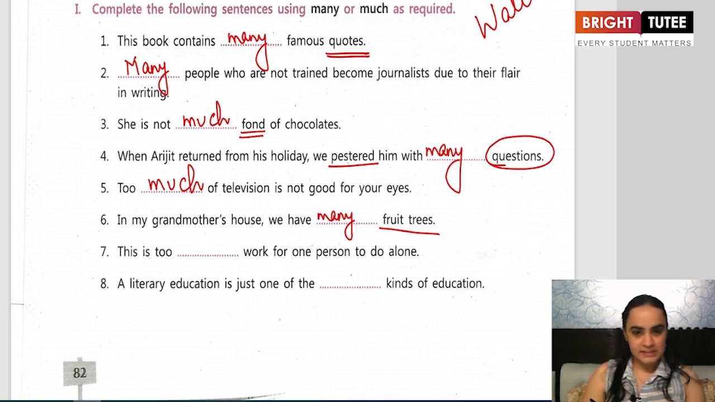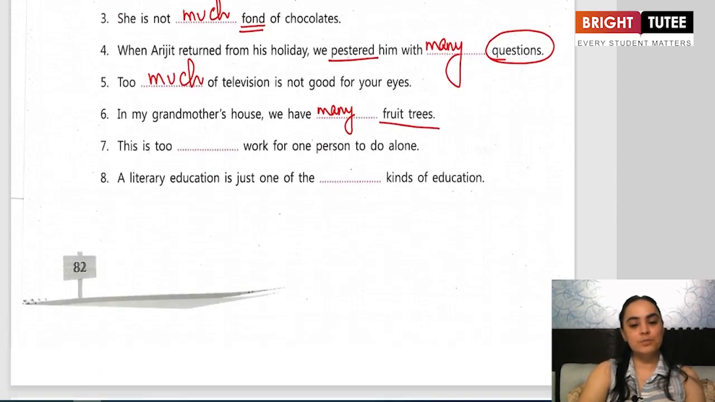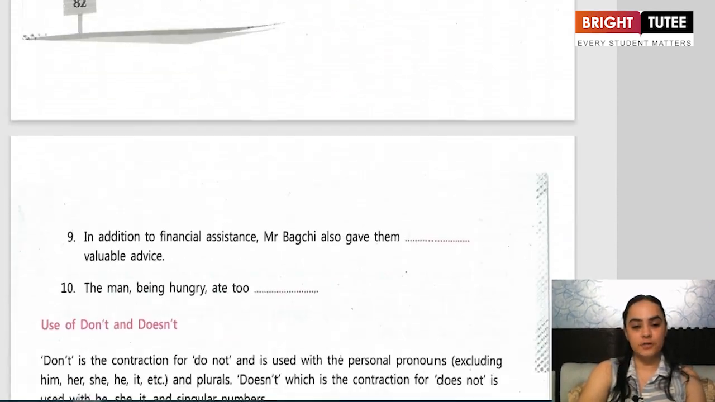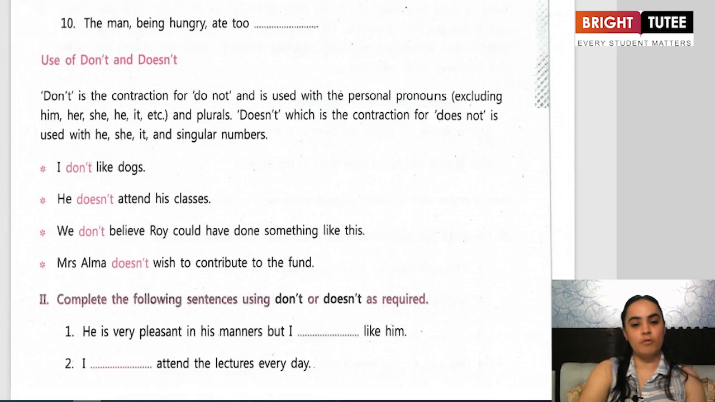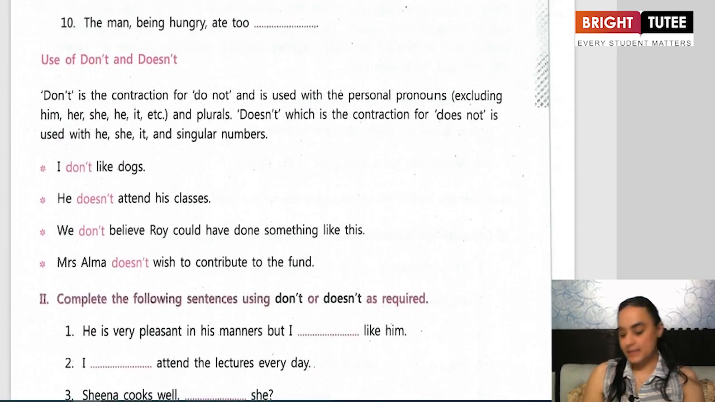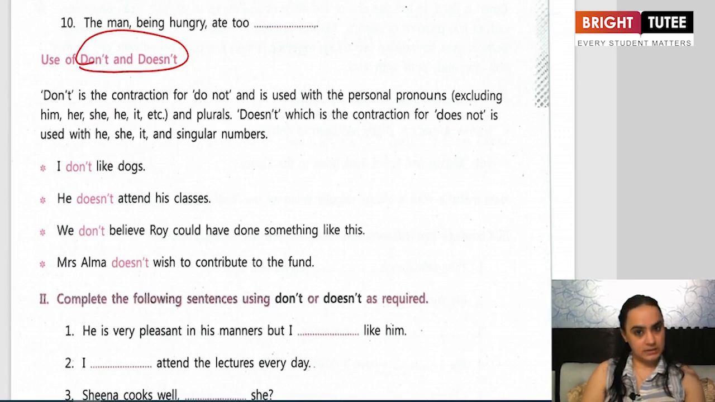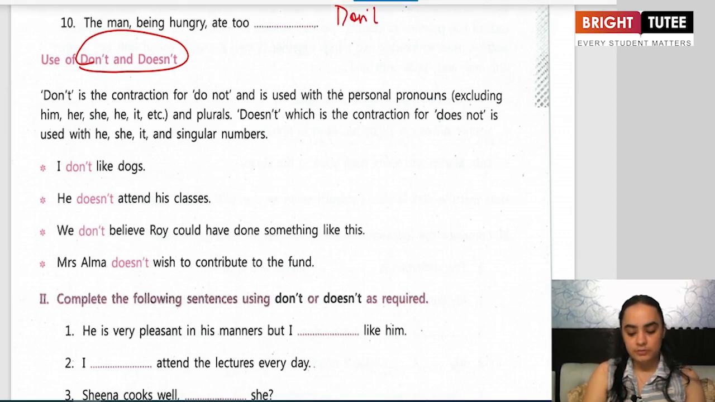I hope it is clear to you. Let us move on to the next set of words which we often get confused with, and these two words are don't and doesn't. Always remember, what is don't? It is do plus not, right? And what is doesn't?